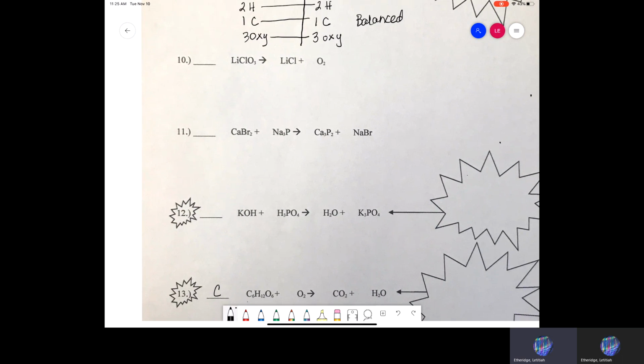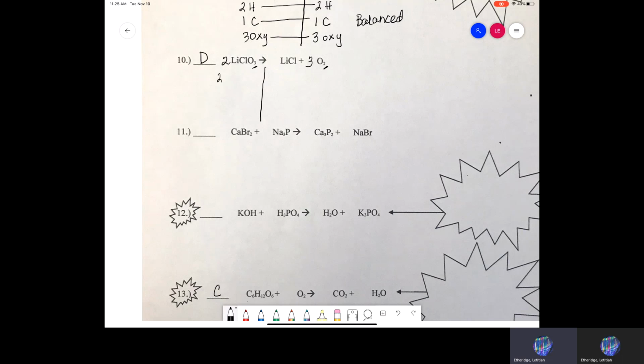So for number 10, let's take a look at the reaction first. I have a bigger, badder compound that's being broken down into a smaller compound and an element. So hopefully in your brain, you said that this was a decomposition reaction. And now let's go about our balance. So remember what I told you. When you see 3s and 2s, put in 3s and 2s. So 3, 2. Okay. So now let's check it.